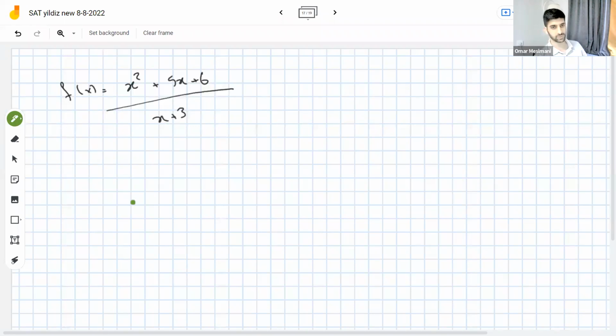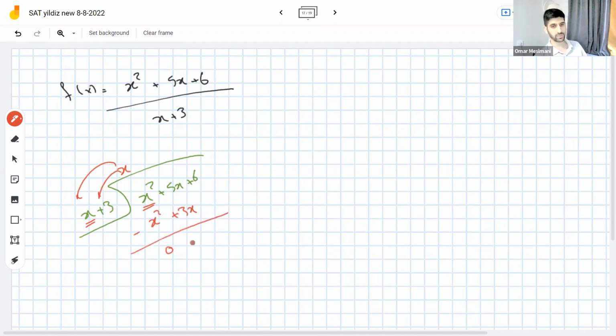All right, listen carefully. Now, f(x), x squared plus 5x plus 6, and you divide it by x plus 3. Let's try to divide it using long division. Then what is going to happen? Again, I told you to take the first term with the first term. x squared divided by x is x. x multiplied by x is x squared. x multiplied by 3 is 3x. You subtract, you get 0. You get what? An 8x.